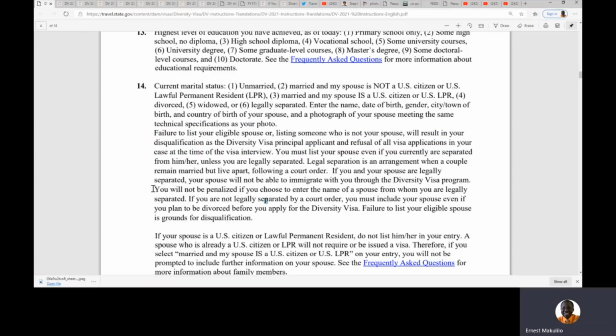But if you are separated, you are not going to be penalized if you choose to enter the name of your spouse whom you are legally separated from. If you are not legally separated by court order, you must include your spouse even if you plan to divorce. If you have conflict with your wife and your wife stays with her parents, as long as you don't have a court order of separation, that is still your wife. So you must put that one. Failure to list your eligible spouse is grounds for disqualification.